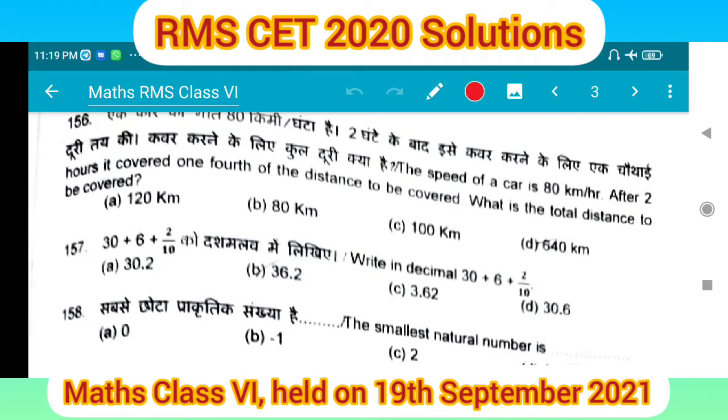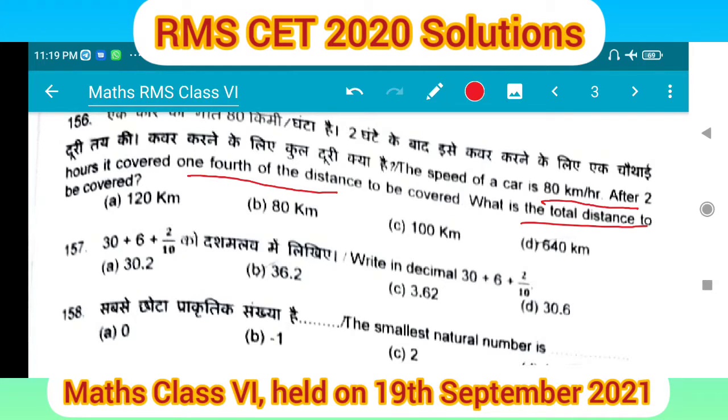The speed of a car is 80 km per hour. After 2 hours, it covered 1/4 of the distance to be covered. What is the total distance to be covered? Okay, easy.